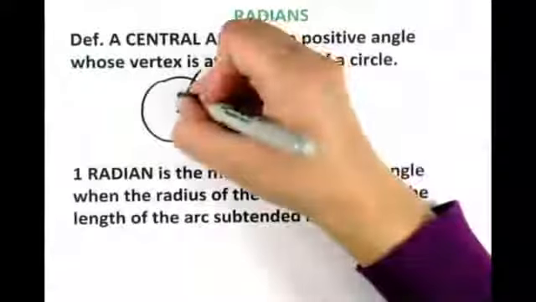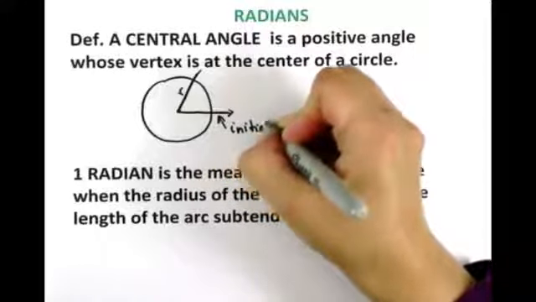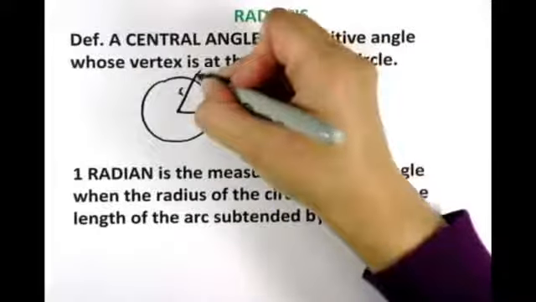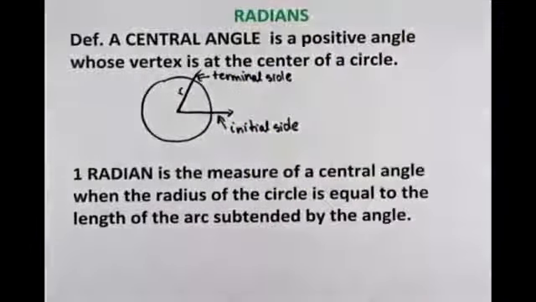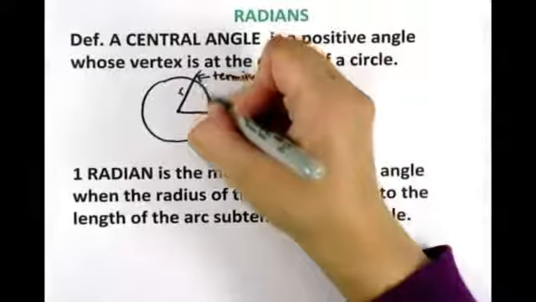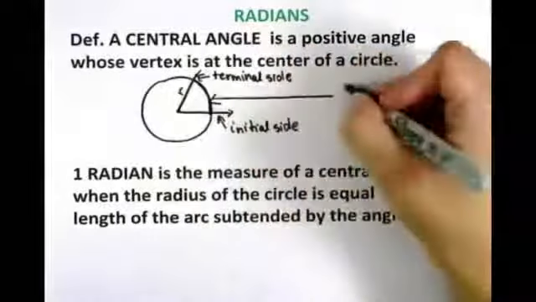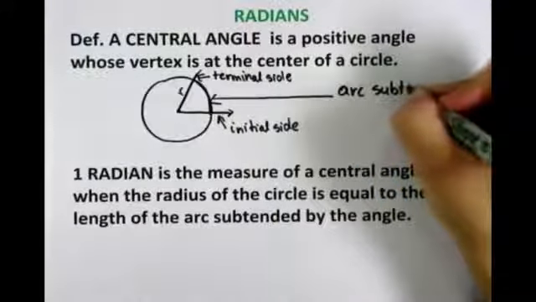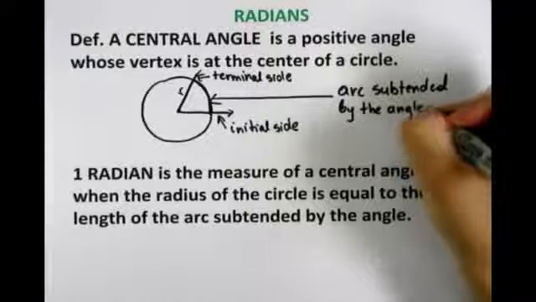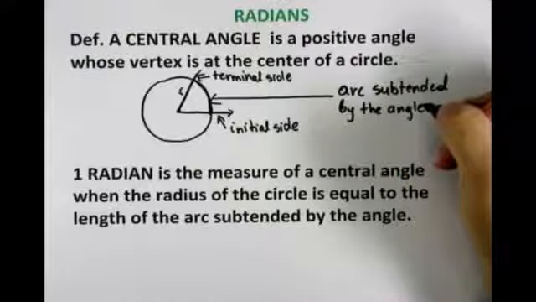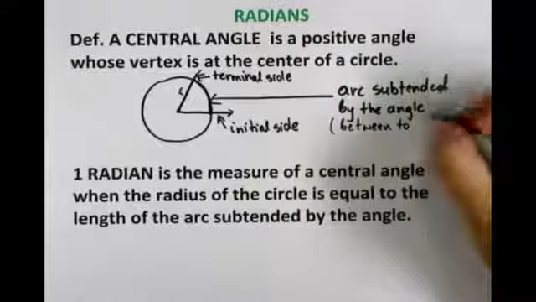Central angle. So we have the radius, we have the initial arm, initial side, we have the terminal side, and we have the arc. The arc subtended by the angle is the arc between two rays. Okay? So this one is the arc subtended by the angle. In other words, it is between two rays, between two arms, between two sides of the angle.